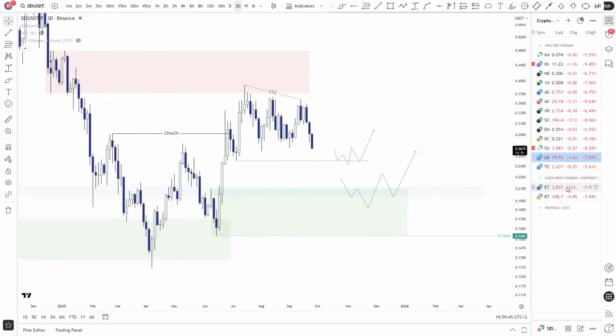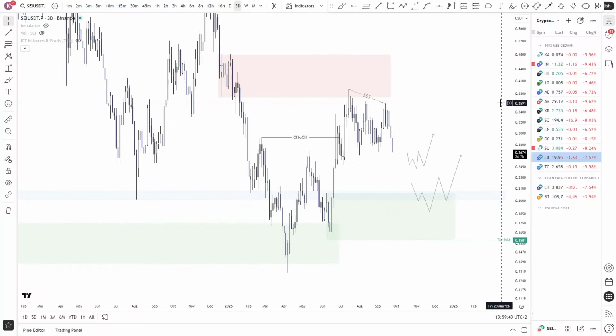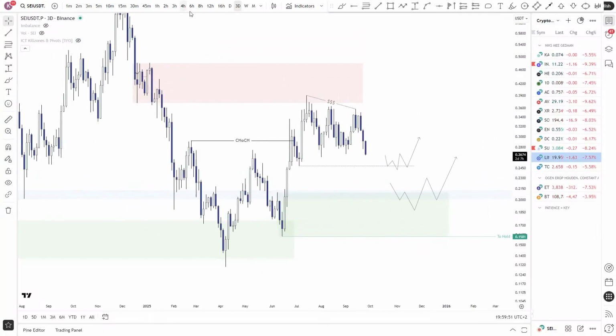By the way, Ethereum minus 7.5%. Damn. We're just continuing the downtrend like crazy.